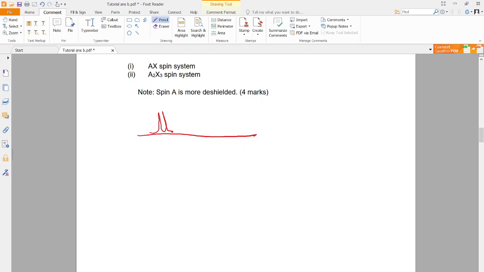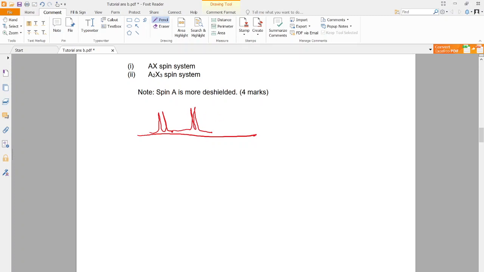Remember, this splitting is based on what the neighbor is. This is just a sketch, so you don't know exactly the chemical shift. Again, X will be feeling the environment of the A system, which also has one species, so it's also a doublet here.